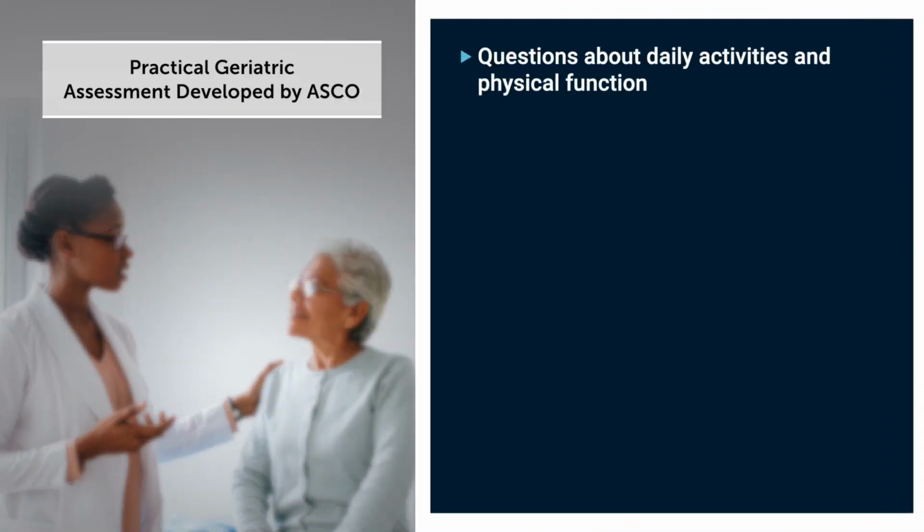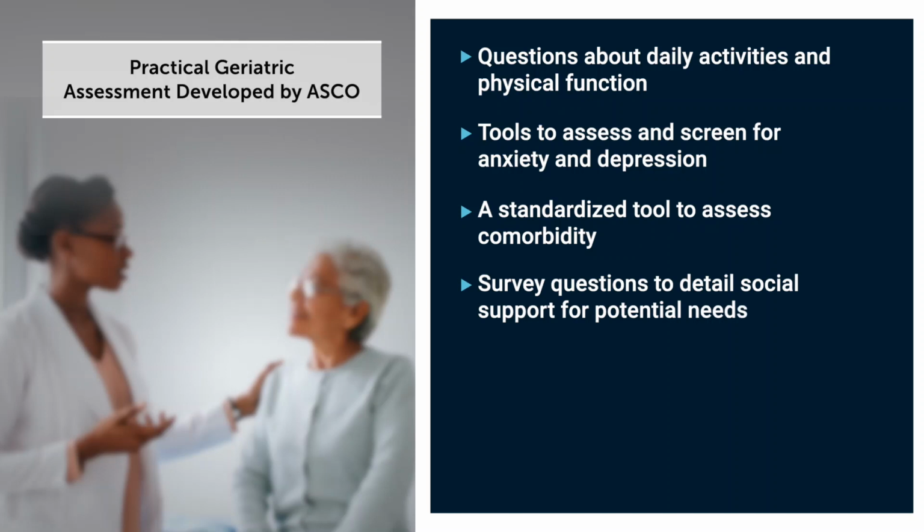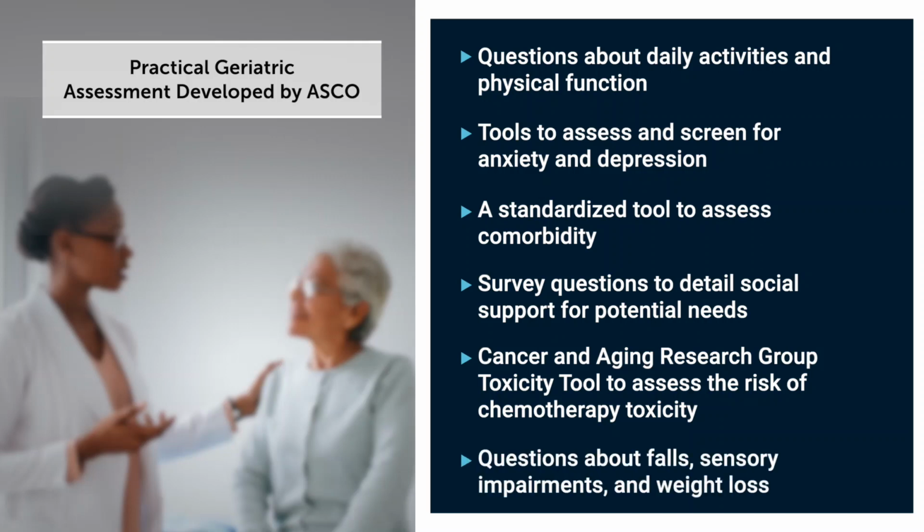The Practical Geriatric Assessment uses questions about daily activities and physical function, tools to assess and screen for anxiety and depression, a standardized tool to assess comorbidity, survey questions to detail available social support, the Cancer and Aging Research Group toxicity tool to assess the risk of chemotherapy toxicities, and questions about falls, sensory impairments, and weight loss.